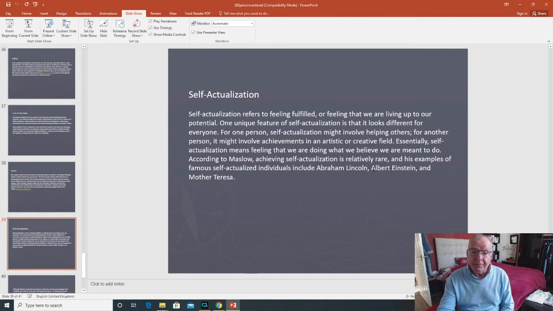According to Maslow, achieving self-actualization is relatively rare, and his examples of famous self-actualized individuals include Abraham Lincoln, Albert Einstein, and Mother Teresa. It doesn't mean you've got to be at that level of recognition to be self-fulfilled. I've been self-fulfilled for many, many years now, and that's because I'm very self-aware and I know what gives me great enjoyment in life, and please find out what that is.